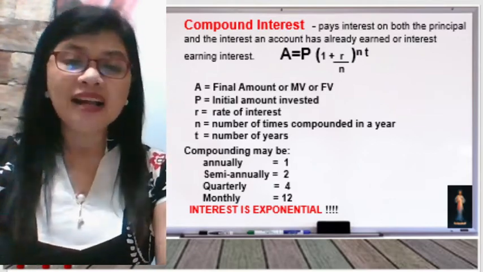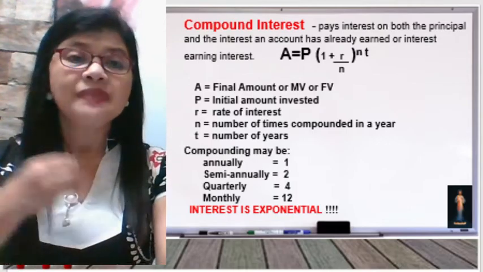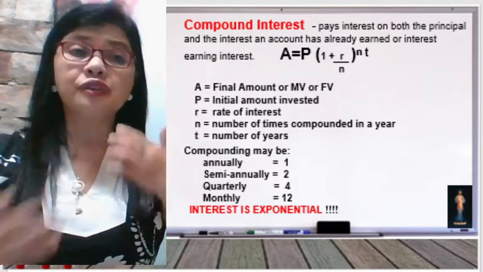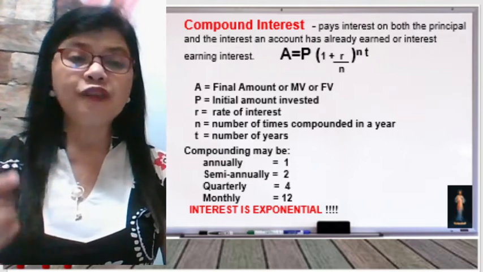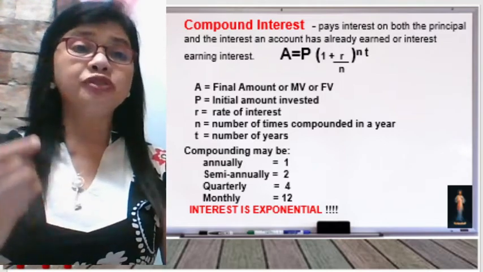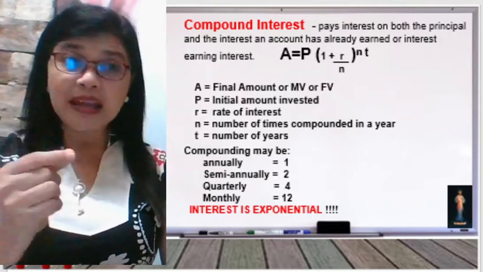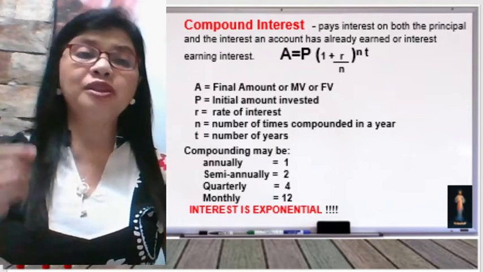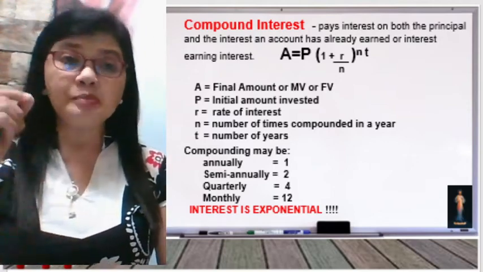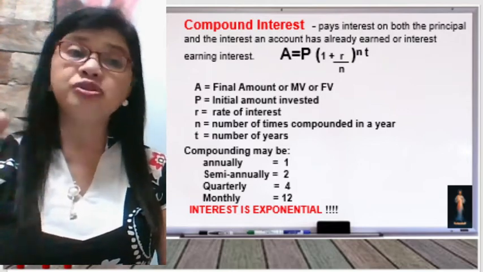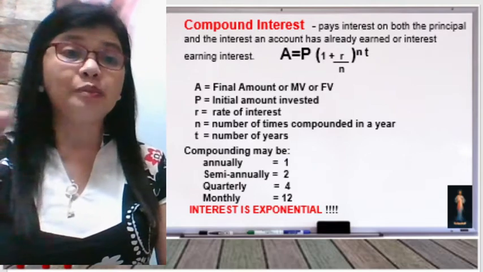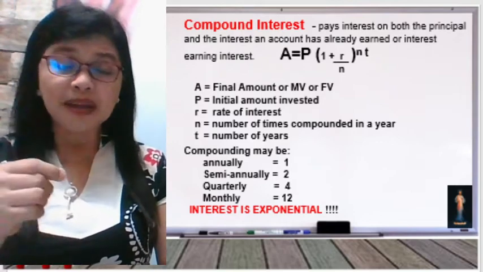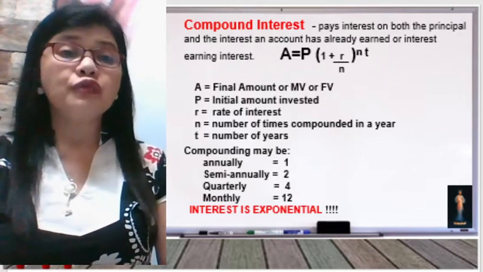So the formula as it is being shown in the slide, A is the amount, the final amount or the maturity value or the future value. P is the initial amount invested, the first amount that you invested in the company, and the R stands for the rate. But when we see an interest rate written in percentage, we have to change it into decimal. Percent means divide it by 100. So if you have seen 14%, divide 14% by 100, so it will give you 0.14.